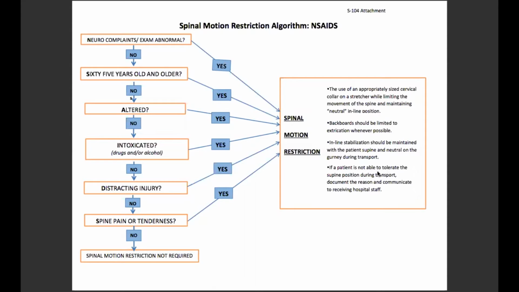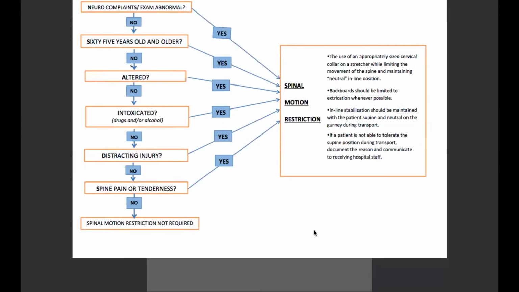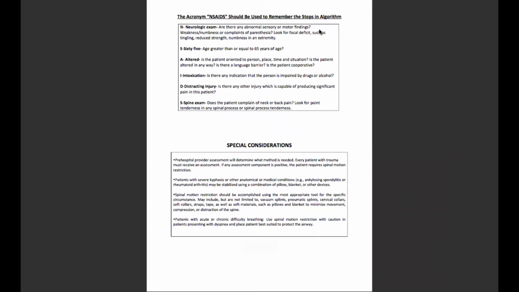If a patient is not able to tolerate the supine position during transport, document the reason and communicate that to the receiving hospital staff. Now, if none of these NSAIDS criteria are met, we can say that spinal motion restriction is not required. Now, there's a second page here. The acronym NSAIDS should be used to remember the steps in the algorithm. We just talked about it, but this goes into a little bit more detail.